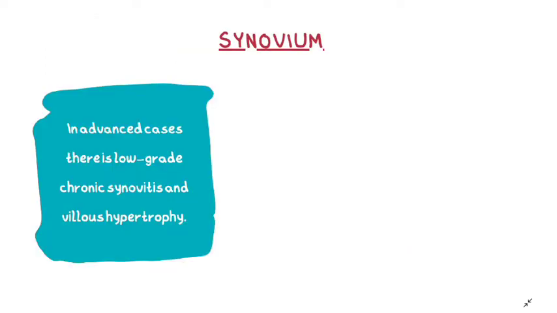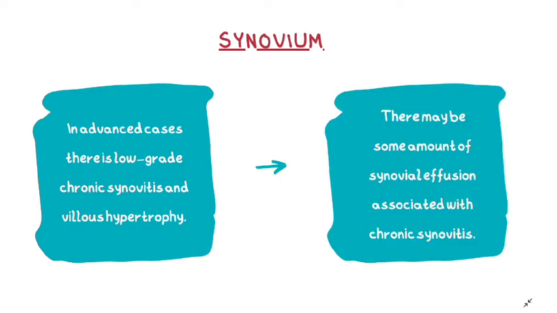Pathological changes in synovium. Initially, there are no pathological changes in the synovium, but in advanced cases, there is low-grade chronic synovitis and villous hypertrophy. There may be some amount of synovial effusion associated with chronic synovitis.